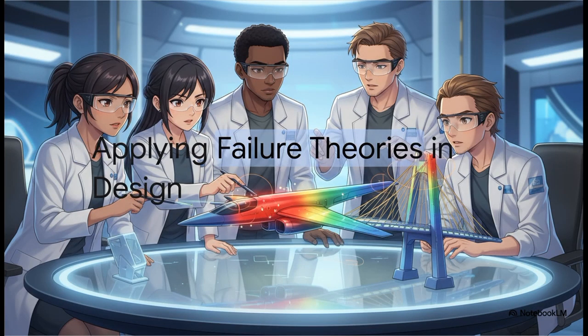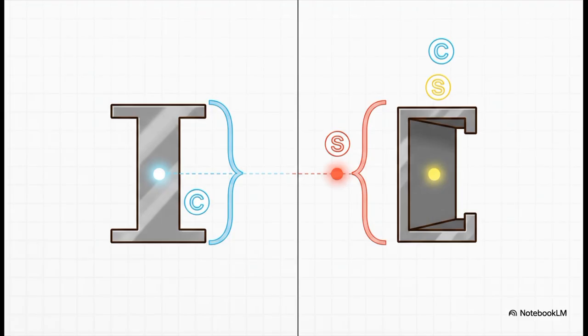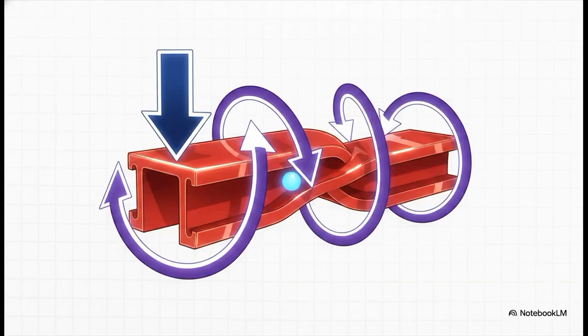Okay, so how do engineers actually use all of this stuff in real-world designs? Well, one key concept is the shear center. It's the magic spot to apply a load without any twisting. For a symmetric shape, it's easy, right in the middle. But for something like a C-channel, it's actually outside. So if you apply a load away from that spot, you're going to get torsion, adding a lot of stress.